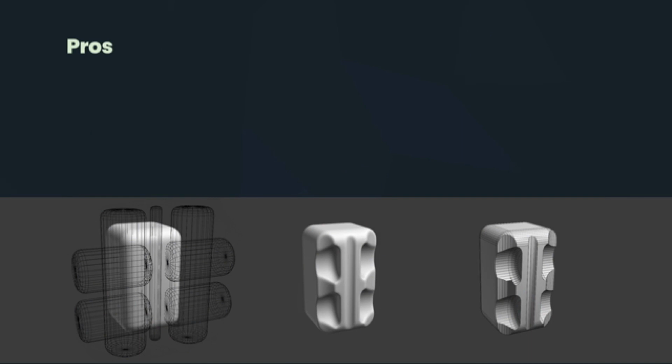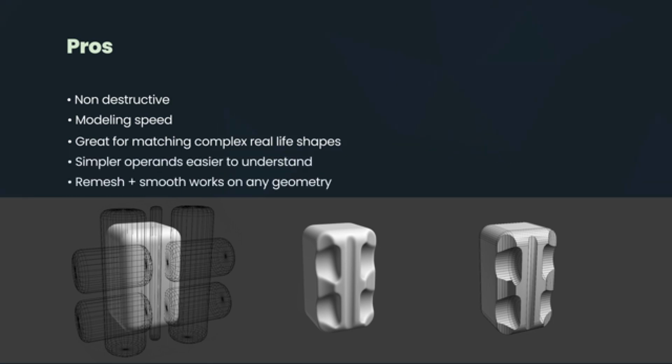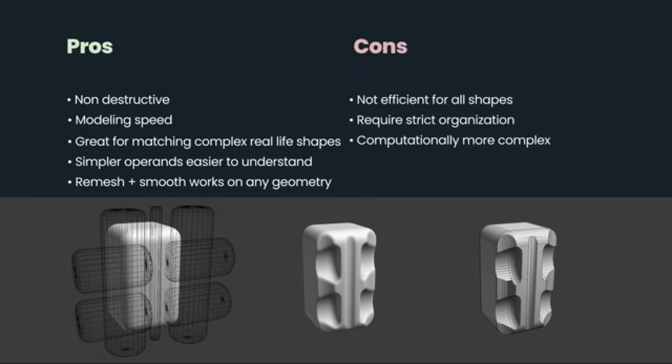As pros of live Boolean modeling, we have: they are non-destructive. Live Booleans give us the possibility to easily change any shape at any moment without disturbing the whole. They increase modeling speed. We don't need to care about the ramifications of what we are modeling at any time. It results in speed and peace of mind. They are great for matching complex real-life shapes, where modeling requires lots of small changes that could potentially disrupt the entire geometry if done in the wrong order.